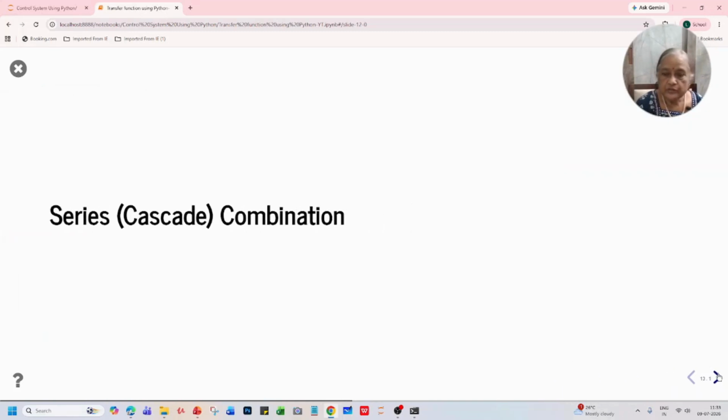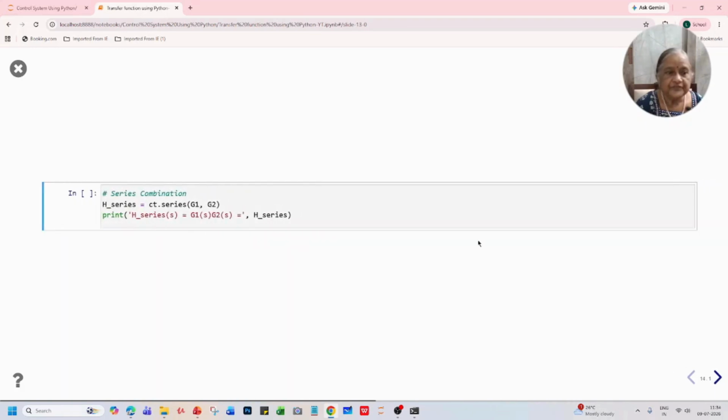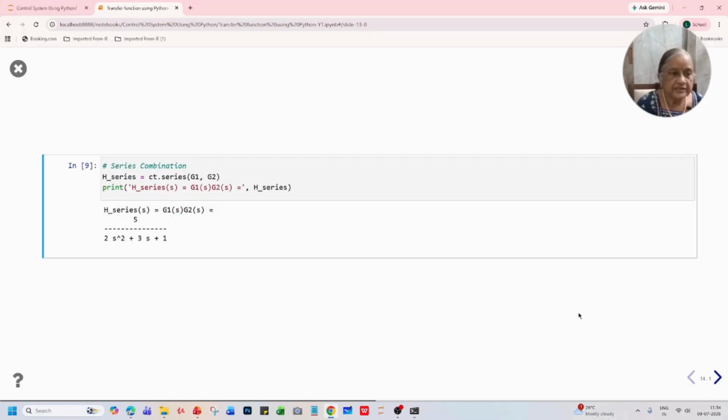So let us see how we can connect this G1 and G2 in series. So H underscore series is the resulting transfer function when G1 and G2 are connected in series. To connect them in series, we make use of the control system library package function ct.series. So ct.series, pass the transfer functions which are to be connected in series and print that transfer function. So let me execute this.